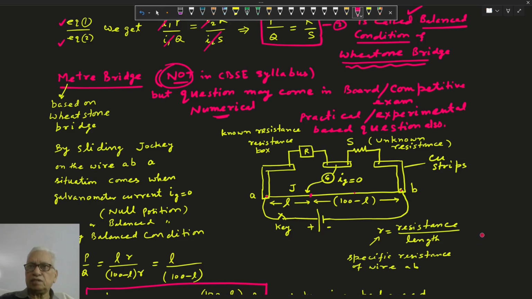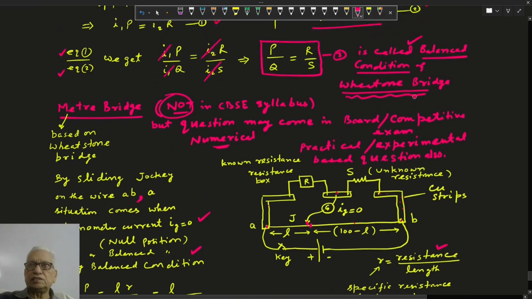Across these two terminals the battery is connected, and here the galvanometer. This is a sliding contact called the jockey. It slides over the AB wire, and the specific resistance of the AB wire is the resistance per unit length of this wire. These are copper strips with almost no resistance. To keep the resistance error minimum, we take a copper conductor with more area, so the resistance becomes less. By sliding the contact over the wire, a situation comes when the galvanometer current is 0, the null position or balance condition.